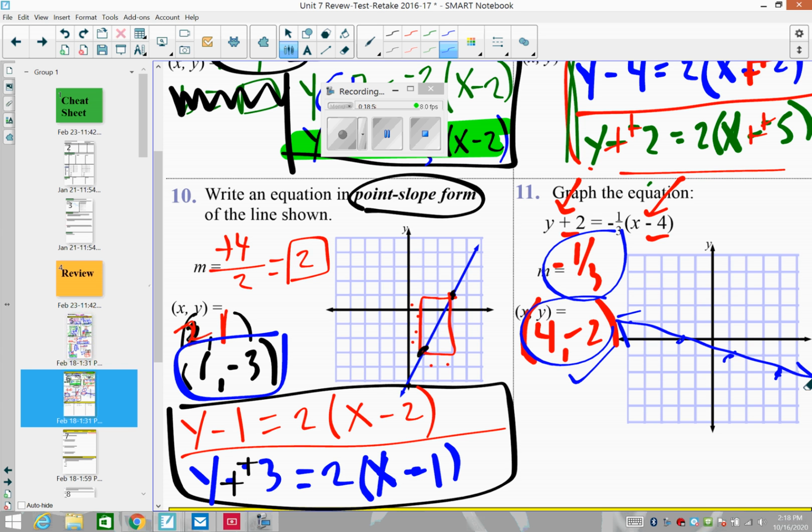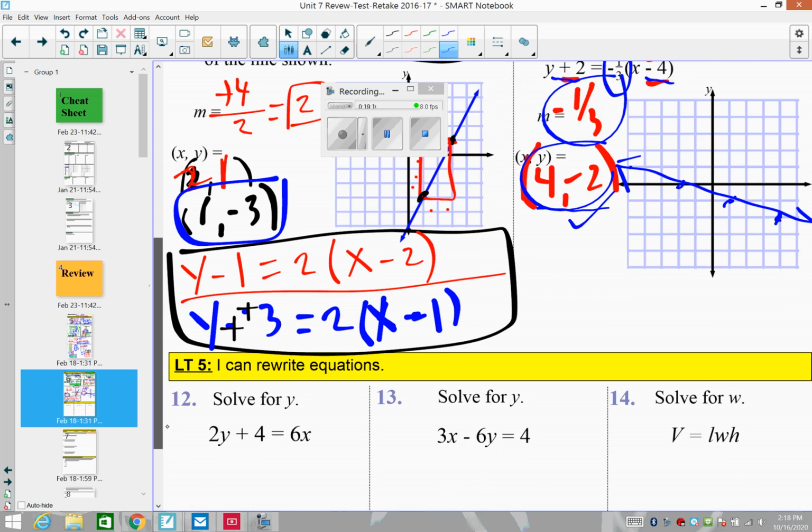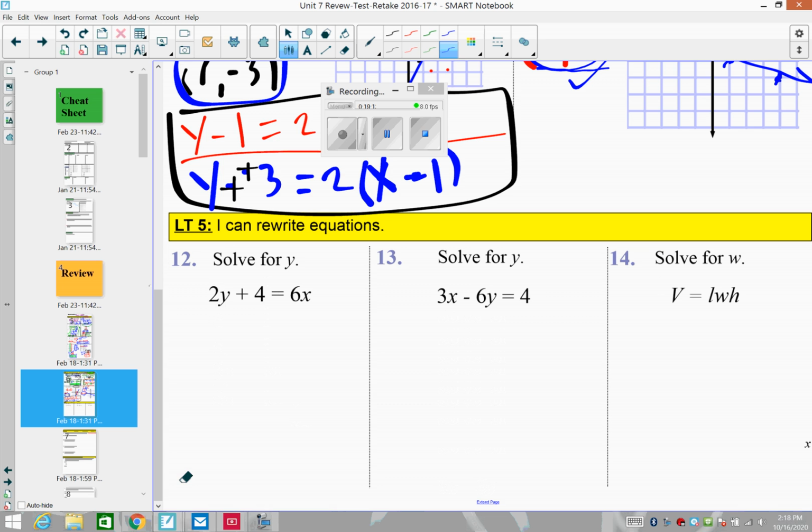So again, your slope was given for free. To get your point, you go opposite of x, opposite of y. Plot the point and then run your slope like you've been doing. Okay. Next goal, learning target, is to rewrite equations. So the first 2 are solve for y's, and then the next one is solve for something other than y, which sometimes throws kids for a little loop. All right, here we go.